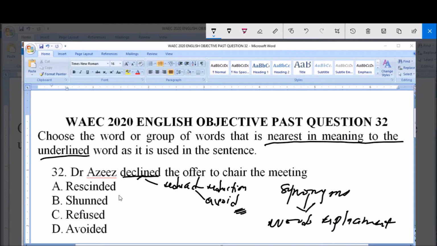It cannot be resident, because resident is synonymous to phobic. Then shun is synonymous to neglect or neglected. Then refused is synonymous to rejected or rejection. The word avoid means to dodge. When you avoid something, it means you dodge it.